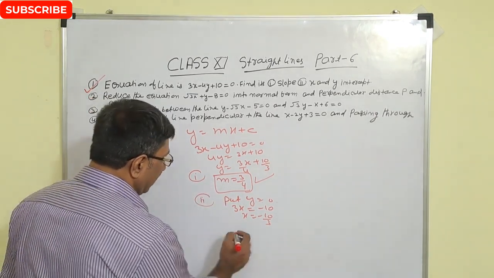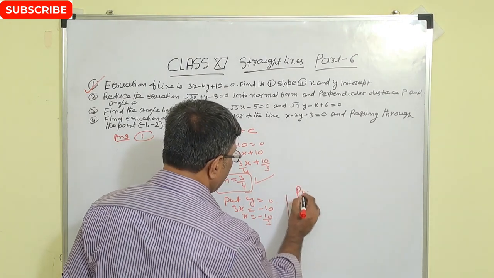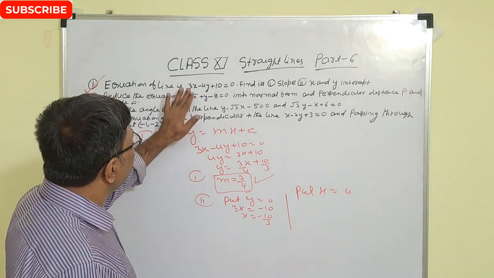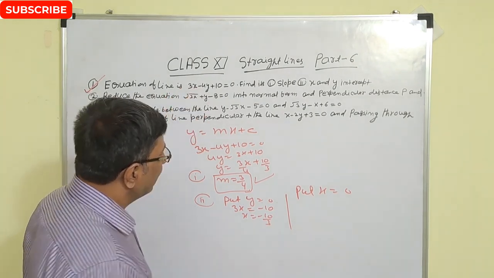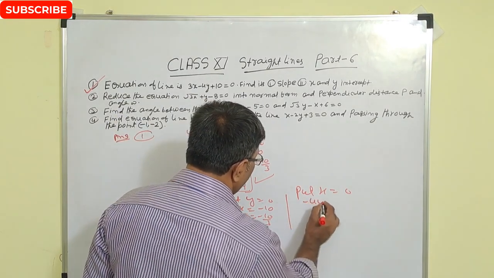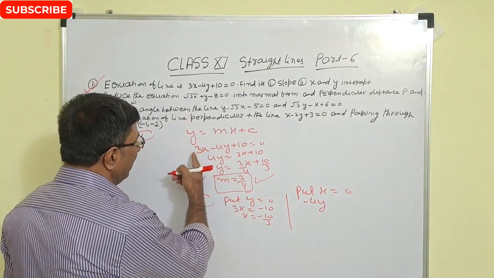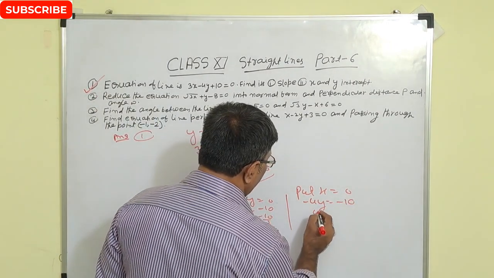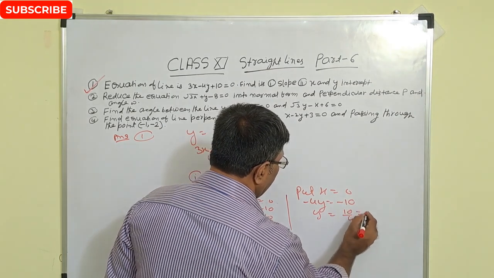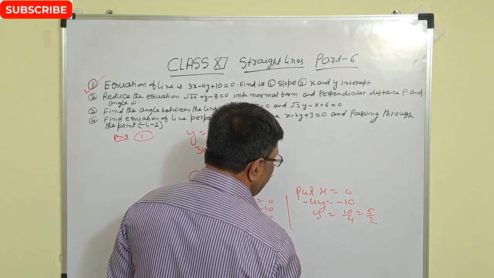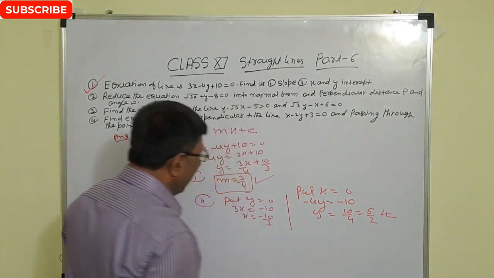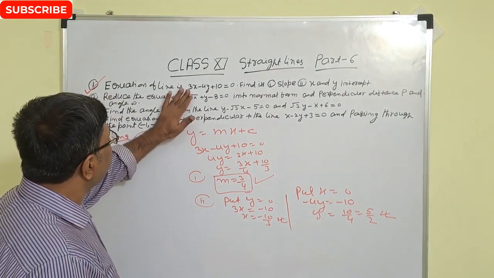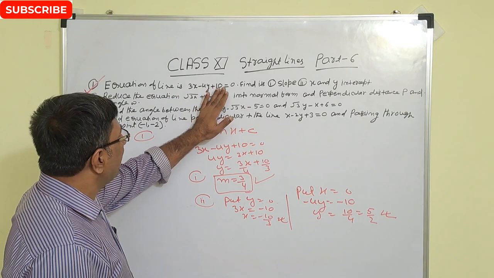In the same way, you can put x equal to 0. When you put x equal to 0 in the equation, you will get the y intercept. This is minus 4y, because x equal to 0, so this term will be 0. So minus 4y equal to minus 10. So y equal to 10 by 4, which means 5 by 2. So the y intercept will be 5 by 2, and the x intercept will be minus 10 by 3.